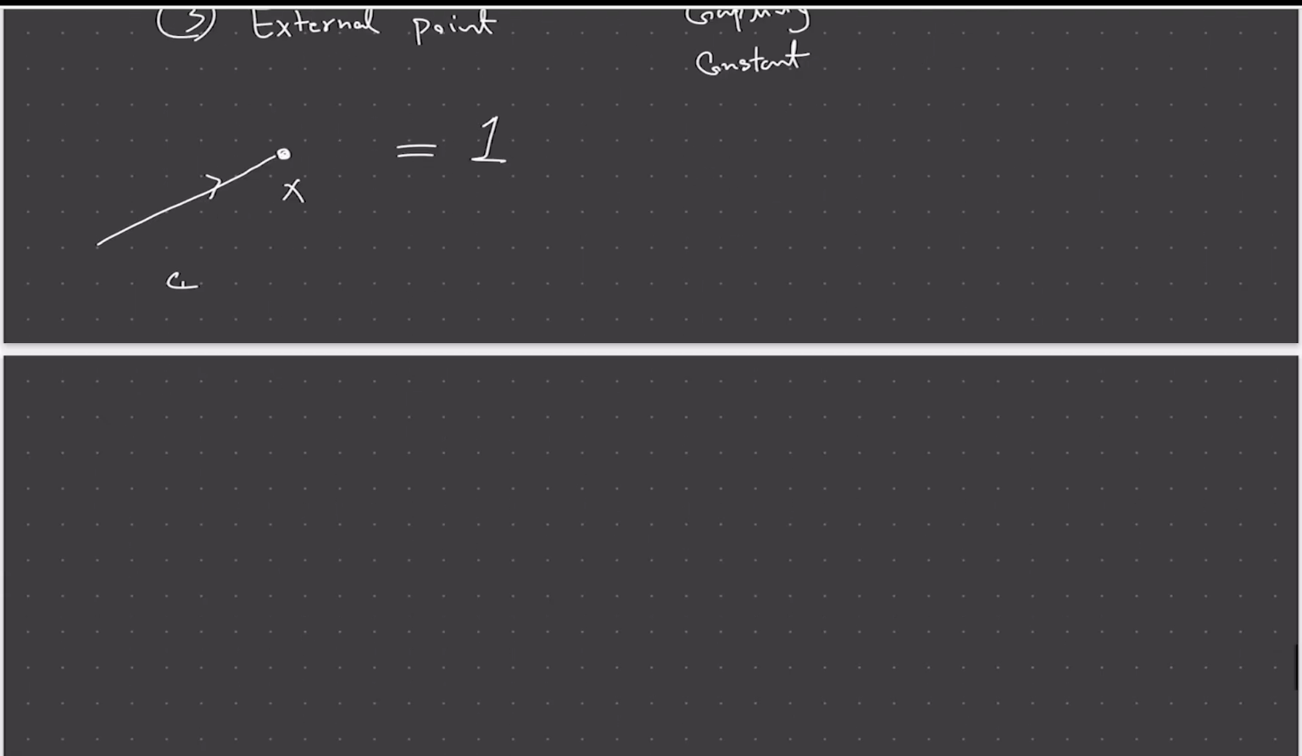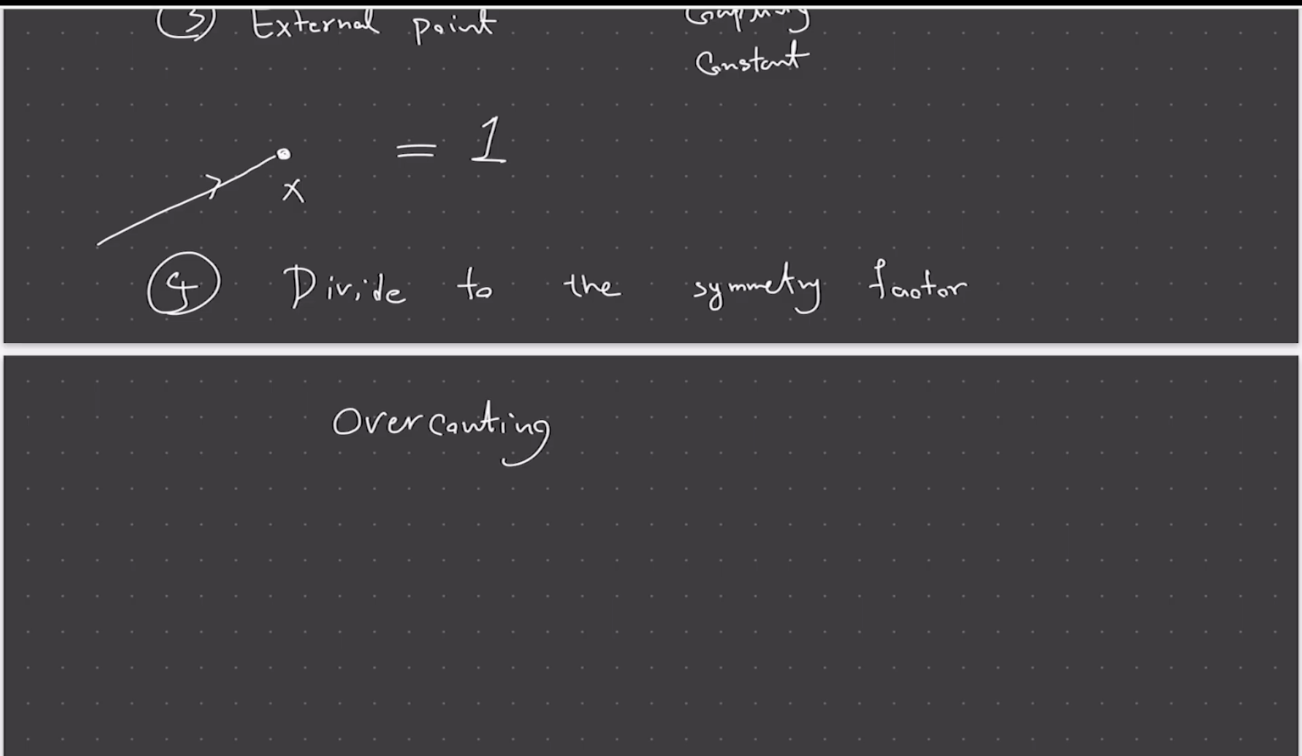And then the fourth ingredient is to divide by the symmetry factor. What it is for is to overcome overcounting. You're going to count all the possible scenarios, but many of them are equivalent to each other, so you don't have to count all of them. So you have to calculate the symmetry factor, how many possibilities there are, and then you divide by it so you're avoiding overcounting.